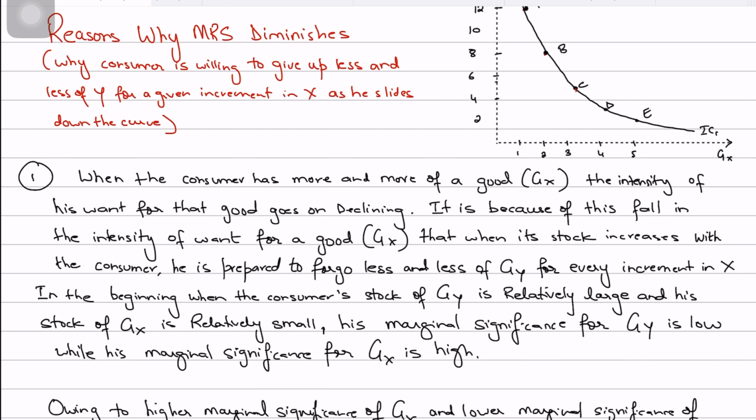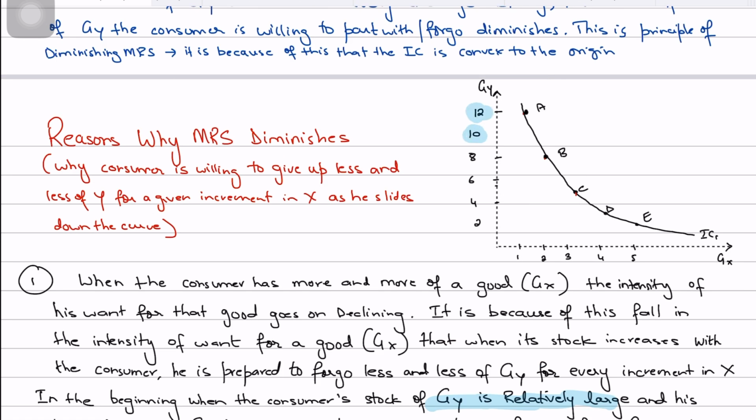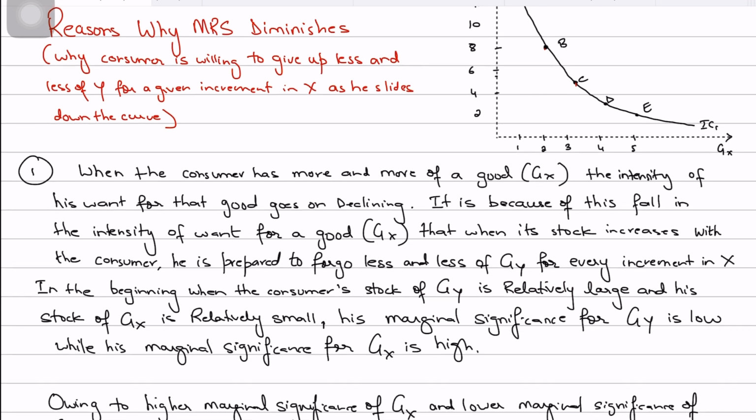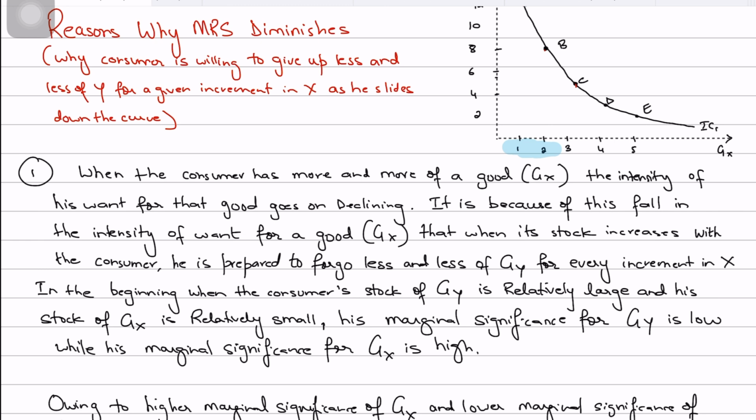And so in the beginning, what you can see is that when the consumer's stock of good Y is relatively large, when he has more quantities of good Y, let's say 12, 10, right? In this region, and his stock of good X is small, his marginal significance for good Y is low, because obviously he has more abundance of good Y. While his marginal significance for good X is high. Marginal significance का मतलब है कि obviously क्योंकि X की quantity इतनी कम है शुरू में उसके पास कि एक यूनिट भी उसको X का और मिल जाएगा, he is willing to trade so many units of Y.